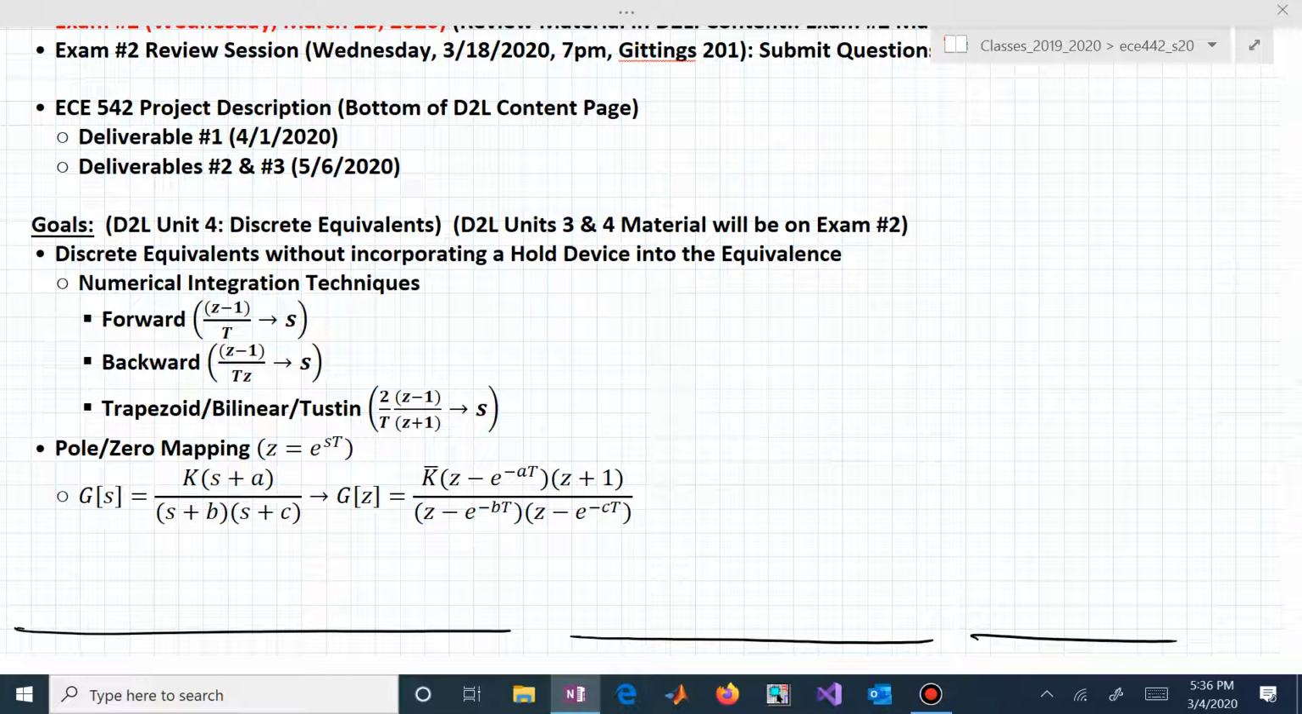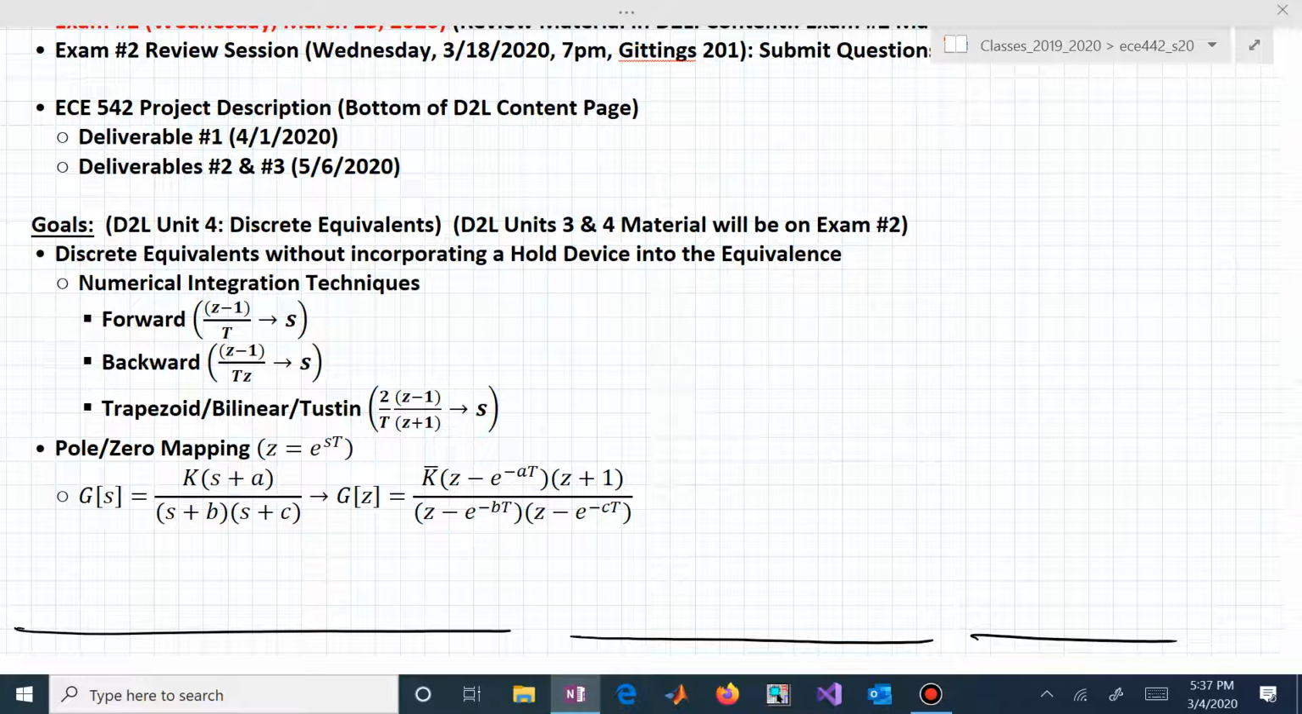Essentially, we map the poles in the S domain into their equivalent location in the Z domain using our buddy Z equal to e to the st. We know that connection between the S domain and the Z domain. If we find our poles, those have a particular S value.